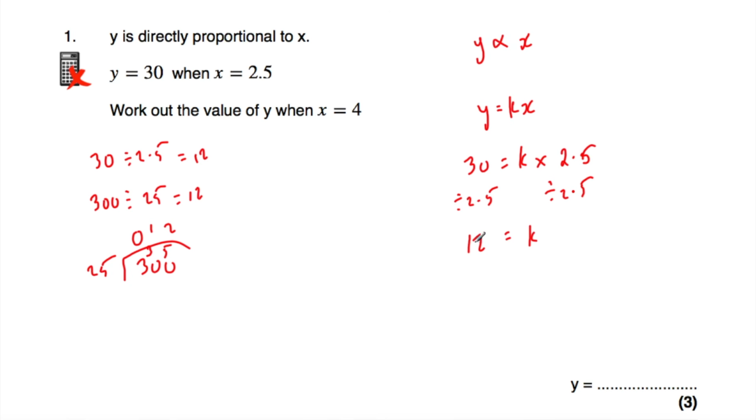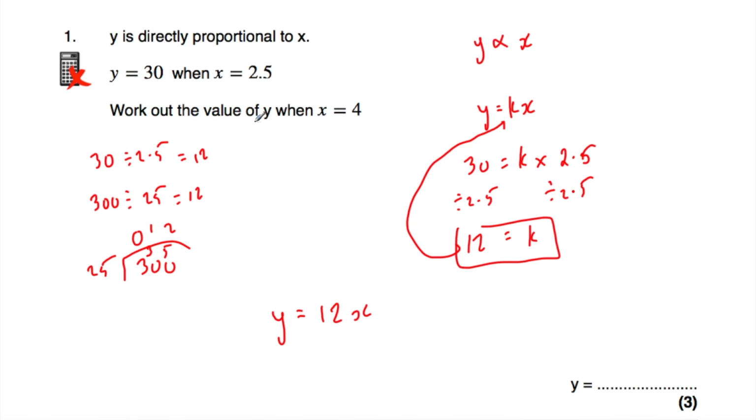So that's fantastic. We've now worked out what the constant of proportionality is. So we can now substitute that back into here. And that gives us our formula that y is equal to, and instead of k, we're going to write 12, the constant of proportionality, times x, or just x. So that's the formula there, y is equal to 12 times x.